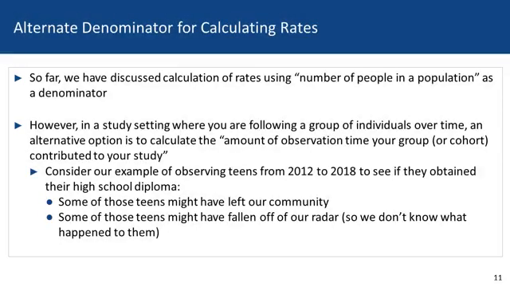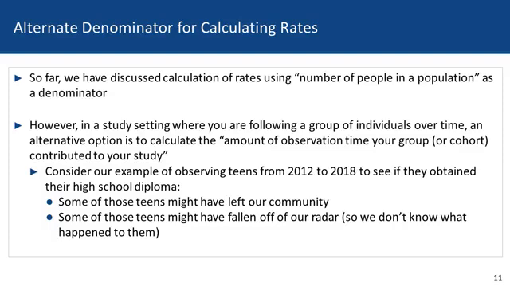So far, we have discussed calculation of rates using number of people in a population as our denominator. This works well in the majority of applied public health work settings. However, as epidemiologists, we are frequently considering a study setting where you are actually following a specific group of individuals over time. In that situation, an alternative option is to calculate the amount of observation time in your group or cohort that was contributed to your study.